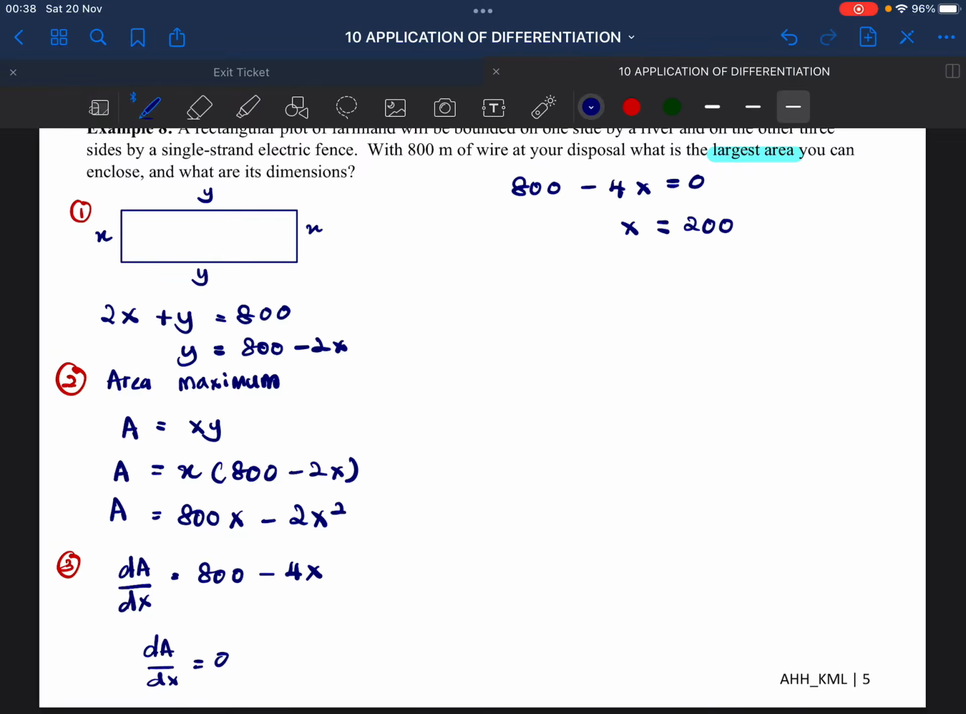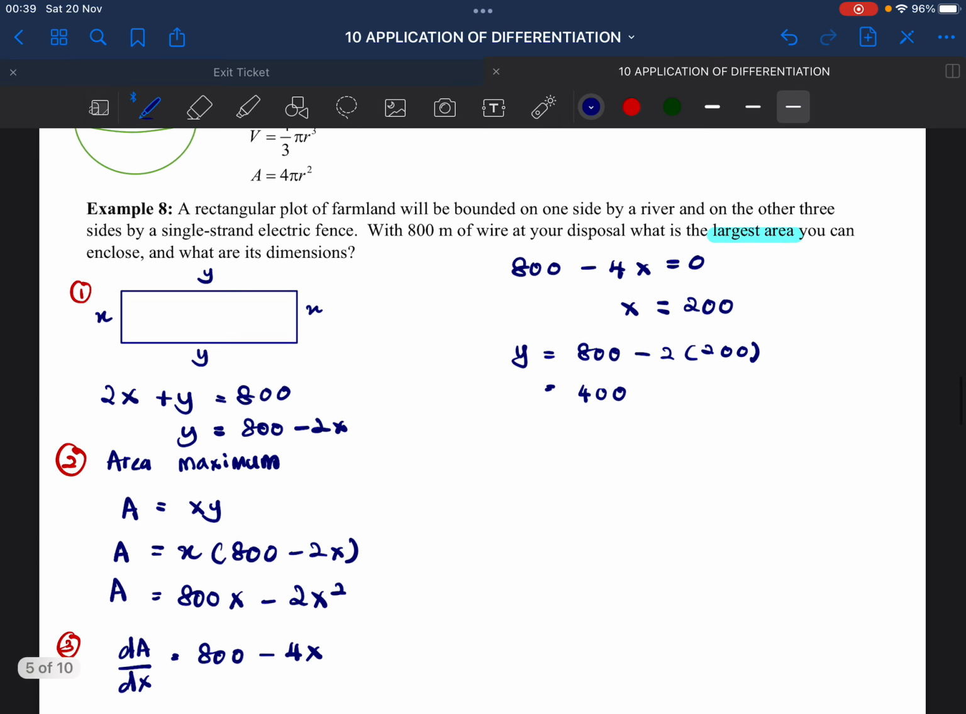Okay, so you already have the value for your x. If you have your x, you can find your y. So let's just find our y. So y equals 800 minus 2 multiplied by 200. So here we are going to get 400.